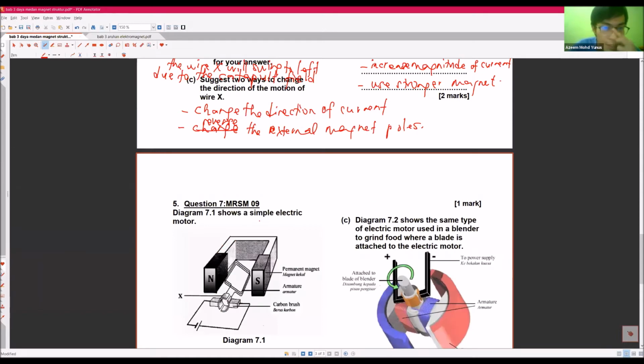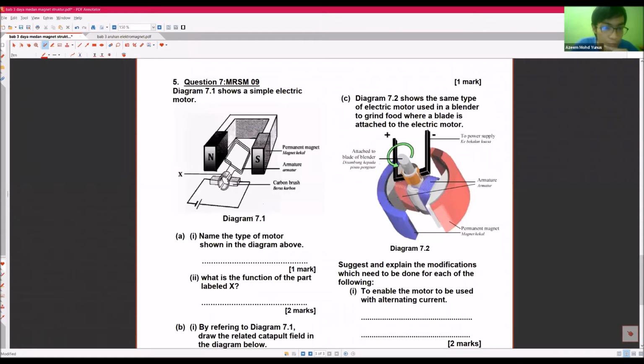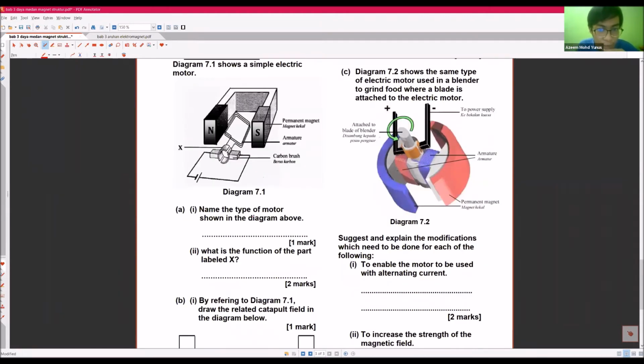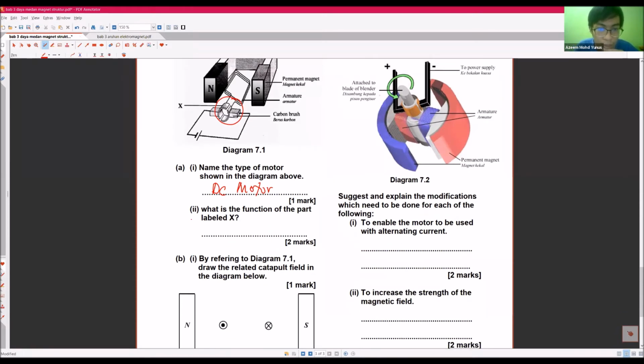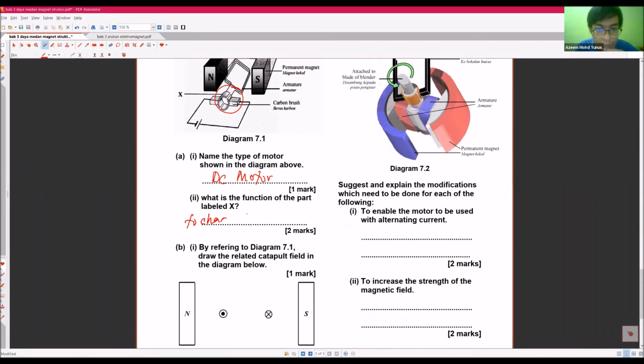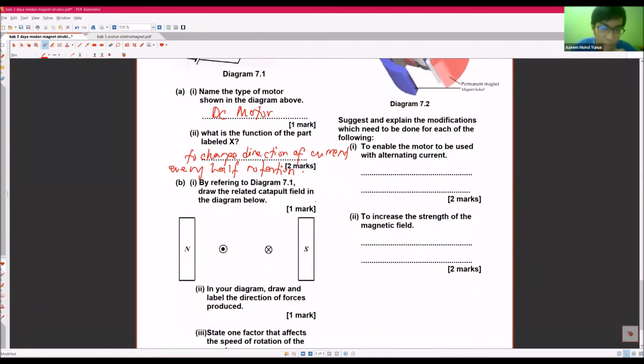Number 5, diagram 7.1 shows an electric motor. So again, KaDi KiMo, this is KiMo, left hand rule. Name the type of motor shown in the diagram above. Ring motor. What is the function of the part labeled X? Commutator, to change the direction of current every half rotation, so that the direction of the rotation is going to be the same, not changed.